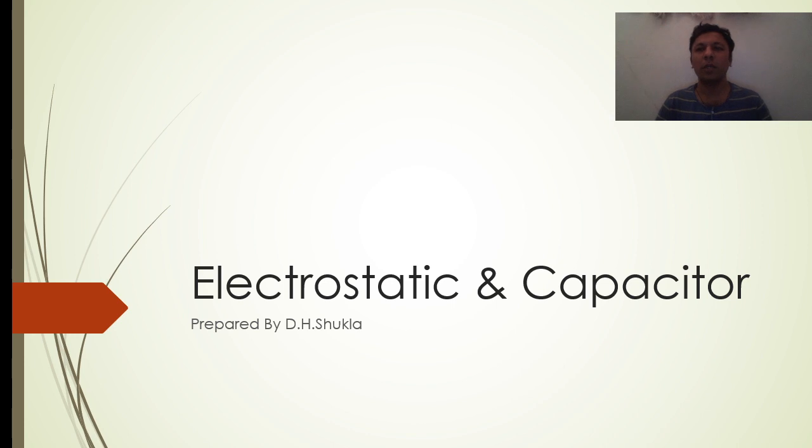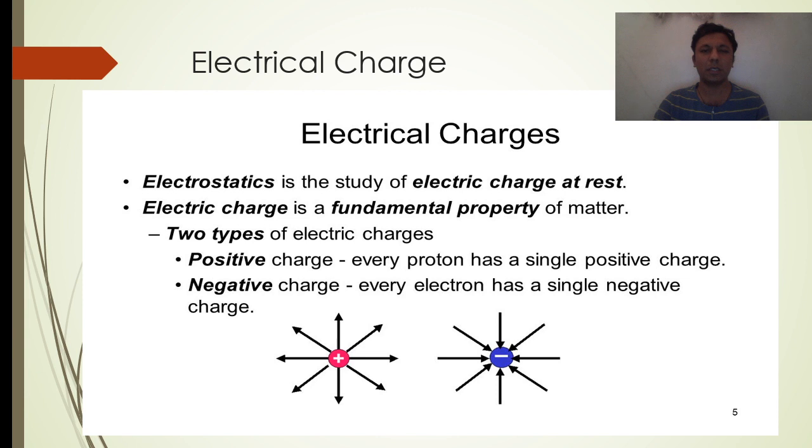First of all, we learn what electrostatics is. In this chapter, we discuss how electrostatics works. Look at this figure, you can see there are two types of charges. Electrostatics is fundamentally the study of electrical charges. There are two kinds of charges, positive charge and negative charge.